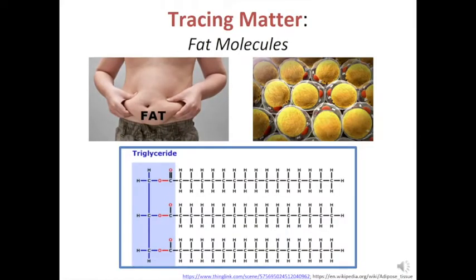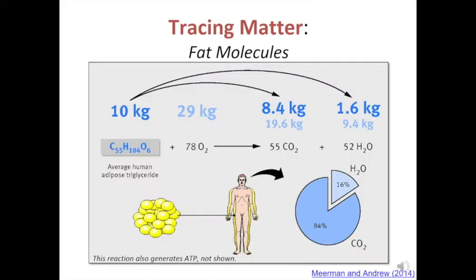So in this weight loss example, when we're tracing matter, we want to know what's happening to individual fat molecules. The image on the upper right shows several fat cells, where the yellow part is the actual fat. If we look at the chemical formula for a fat molecule, we see that each molecule contains a lot of carbon atoms. And remember, we're talking about atoms, so we're talking about matter. Now let's trace what's actually happening to those carbon atoms.